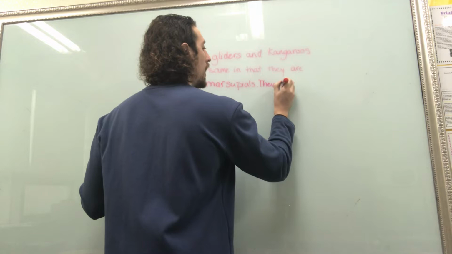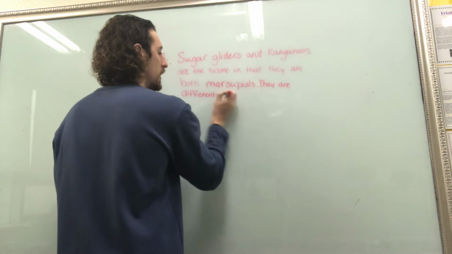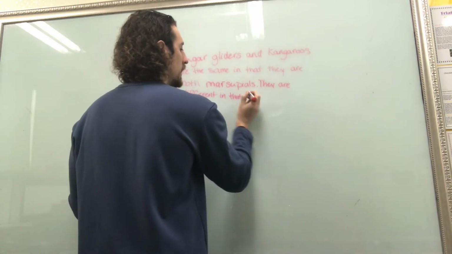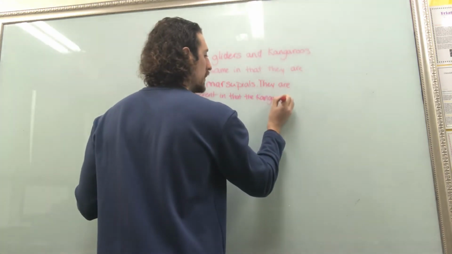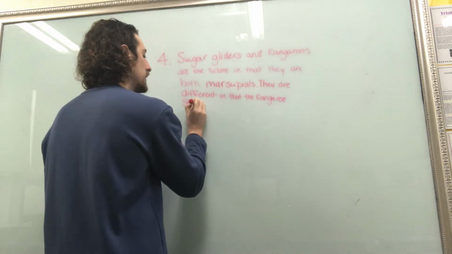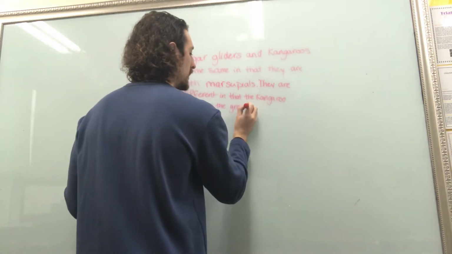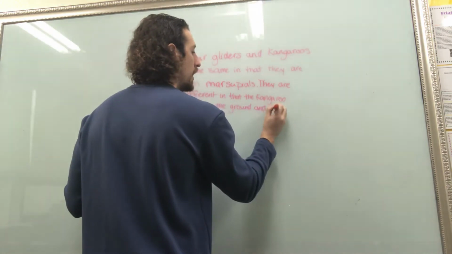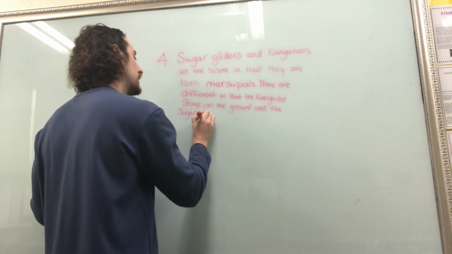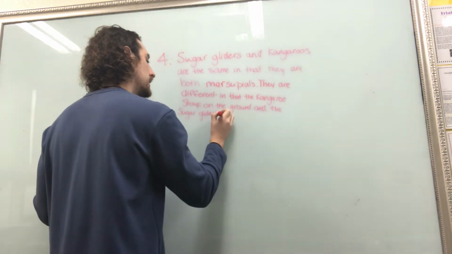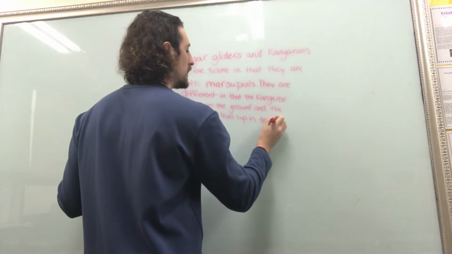They are different in that the kangaroo stays on the ground and the sugar glider lives up in trees. Okay?